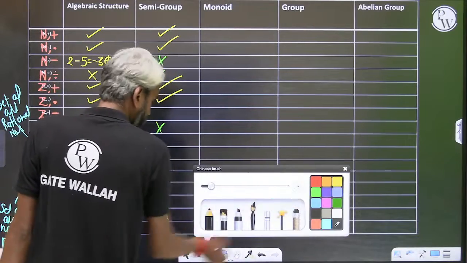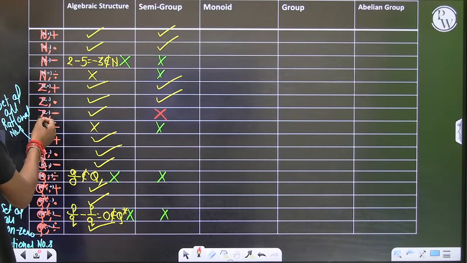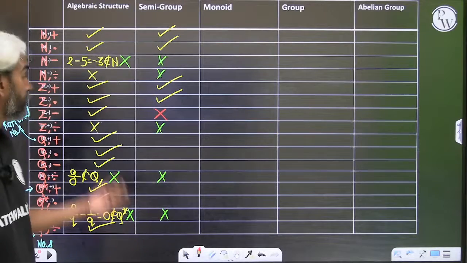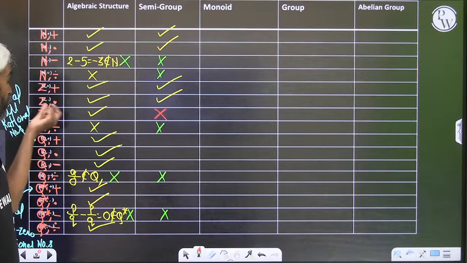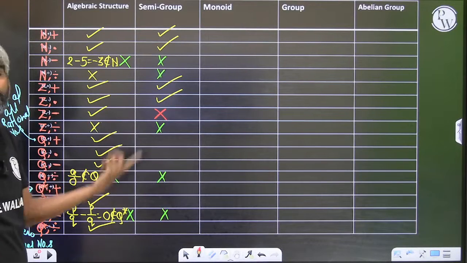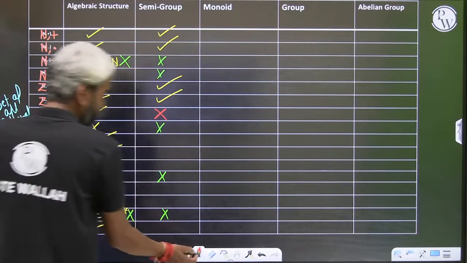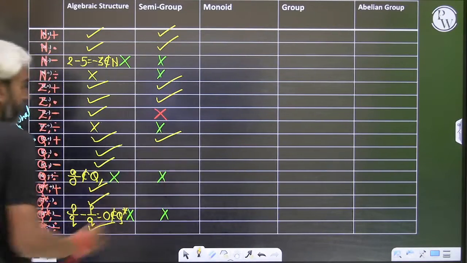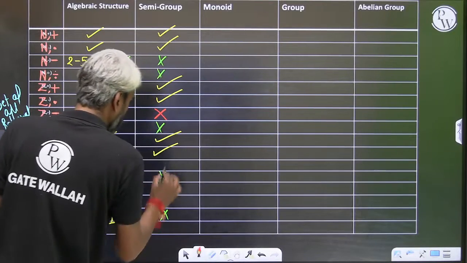Let me use a new color. Because of the associativity property, the set of all integers with respect to subtraction will not remain a semigroup, though it is an algebraic structure, because the set of all integers is closed with respect to subtraction, but subtraction is not associative, therefore it is not a semigroup. Okay, so addition is associative, multiplication is associative. Subtraction is again not associative.